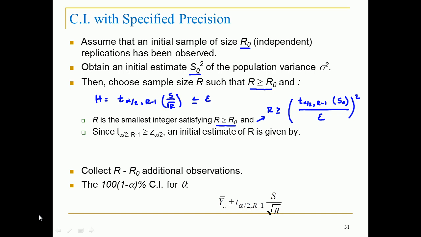Since we know that the t statistic of alpha over 2, r minus 1 is greater or equal to the standard normal statistic z alpha over 2, an initial estimate of R can be given by using the normal distribution. So R should be greater or equal to z alpha over 2 times S0 divided by epsilon, where z alpha over 2 is from the standard normal distribution.